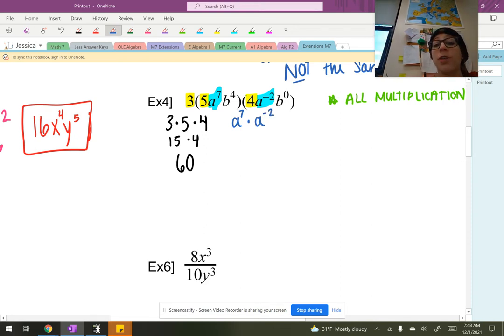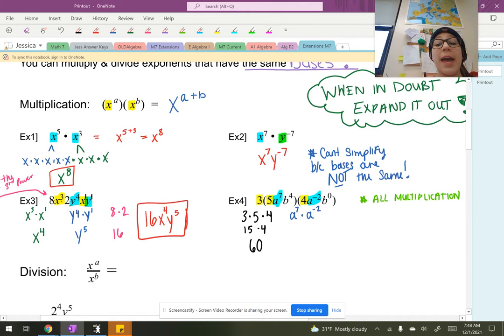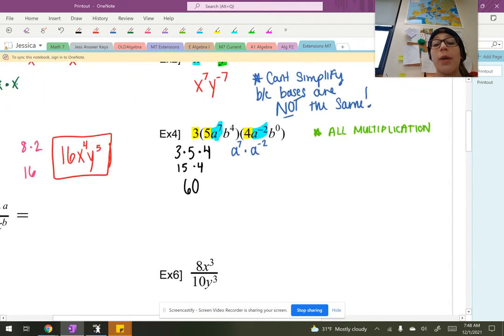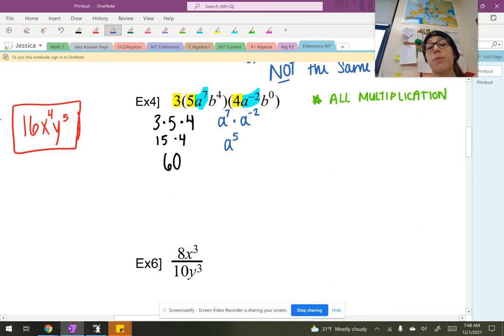So there's two different ways you can look at this. If you're looking at this via the rule, the shortcut rule, that tells us that we can add those exponents. When I add 7 and -2, that gets me a to the 5th.